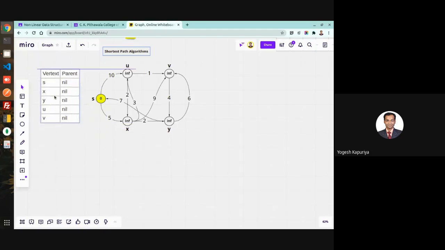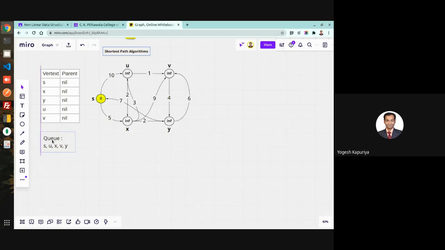So this is my parent table which I require to maintain. Another one, I told you, is that we'll maintain one queue. So let's write it in simple terms. Initially, you will insert the vertices in a queue. Every vertex will be inserted inside the queue: S, U, X, V, and Y. All of them are inside the queue.